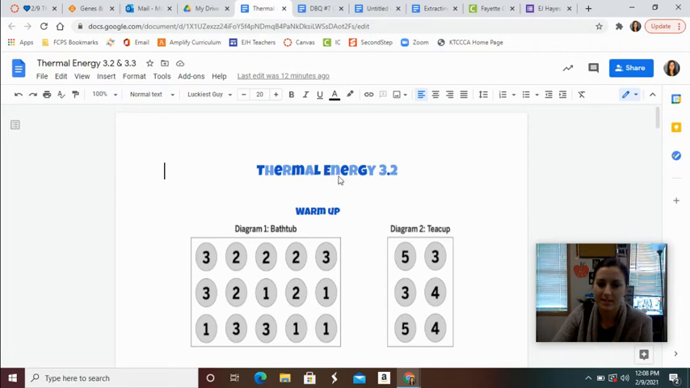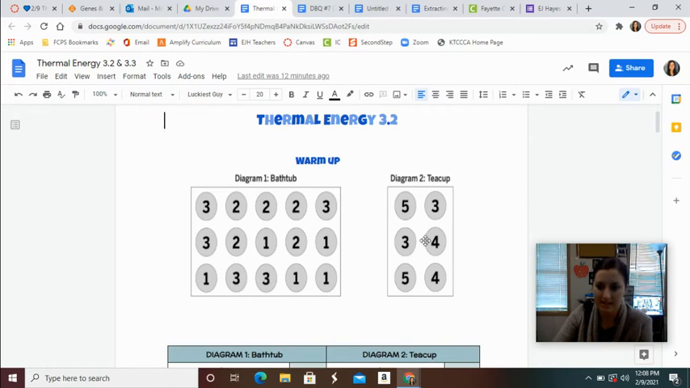And so we started out with a little warm up, and you can see from the diagram here, we have a bathtub and a teacup. And so the idea is that you're going to find the total kinetic energy and the average kinetic energies of each.